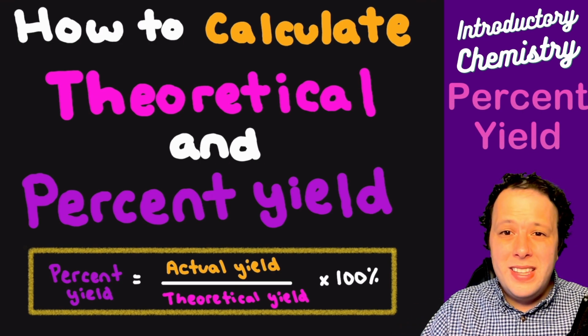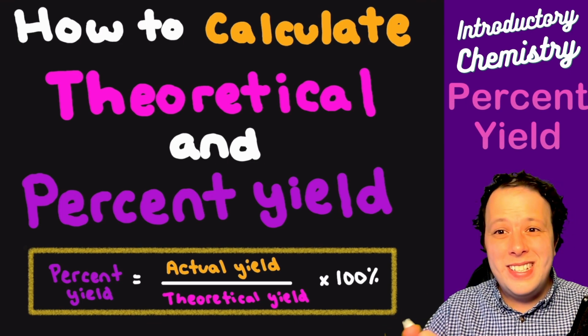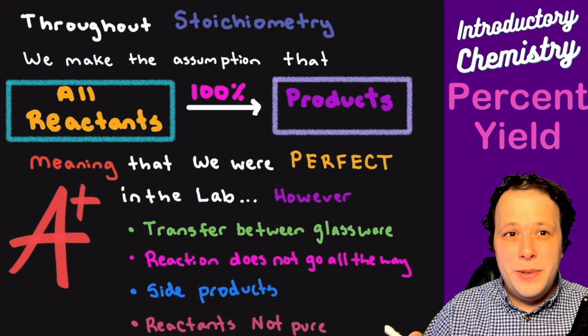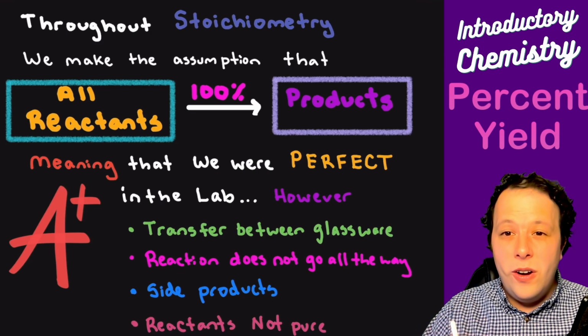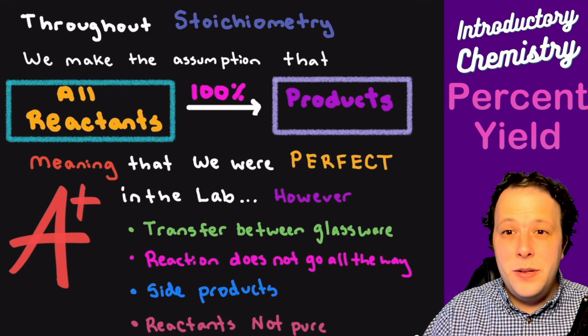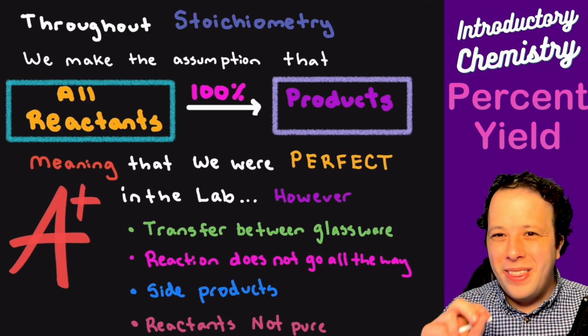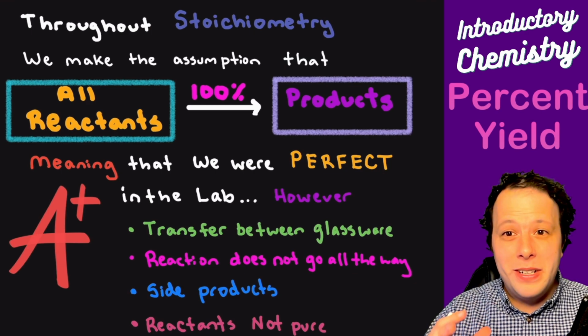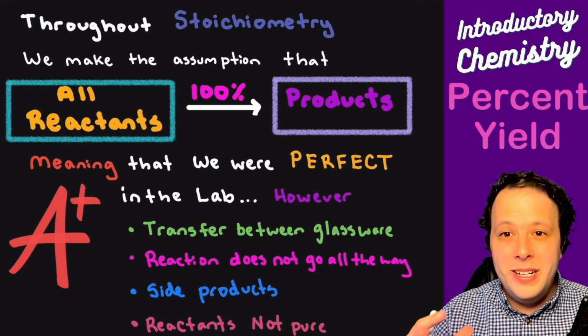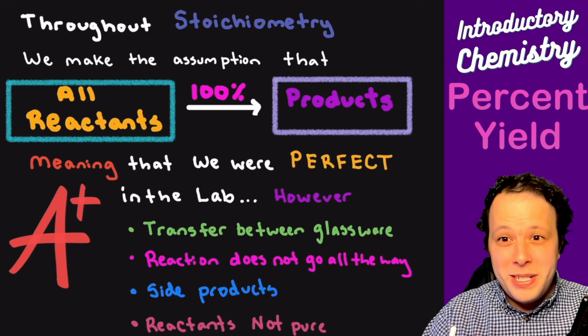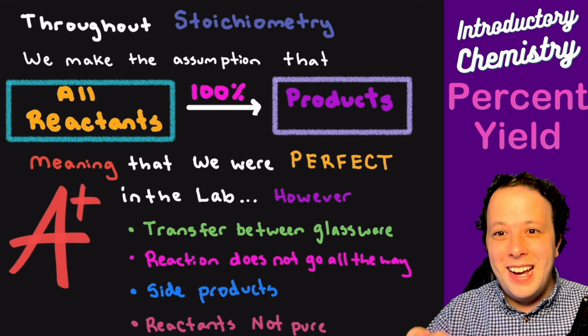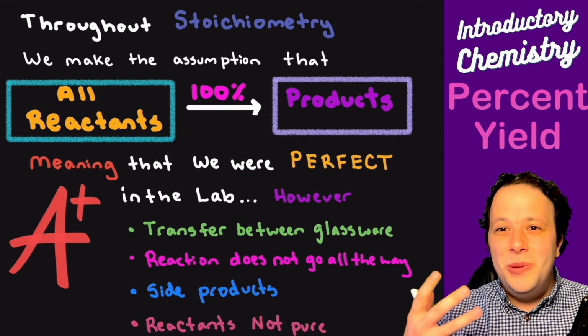Now, why is it that we try to calculate this? Let's take a look at it. Throughout stoichiometry, we make the assumption that all reactants 100% convert to products, meaning that we are assuming that we are perfect. The thing is, as we all know, we are not perfect. We make errors in the lab. It is not possible to get 100% in chemistry. You always are making errors all over the place, which is normal.